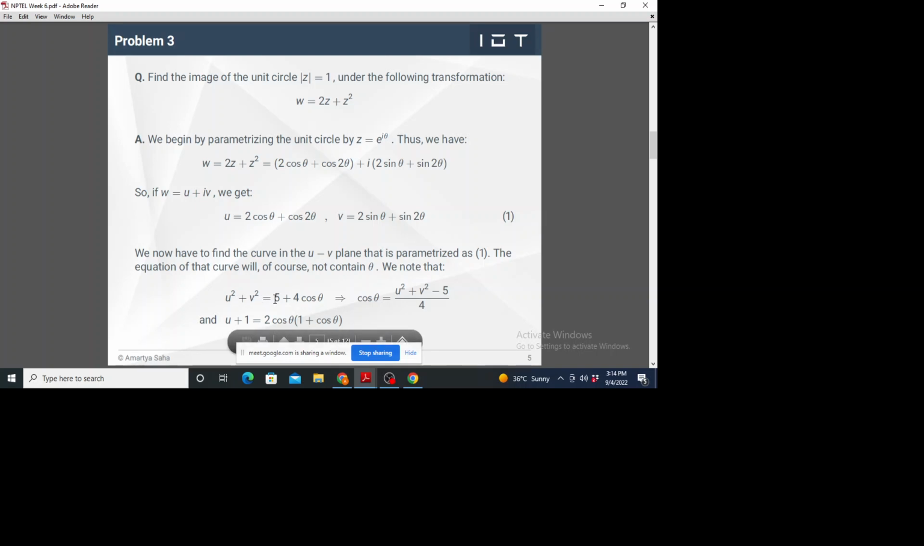So u square plus v square gives 5 plus 4 cos theta. Meanwhile I have used the cosine addition formula, so cos(a plus b) equals something. I have used that formula here. So u square plus v square is this one, and I have expressed cos theta in terms of u and v. This is the first step towards elimination: express a parameter in terms of the variables that you want to express the curve of.